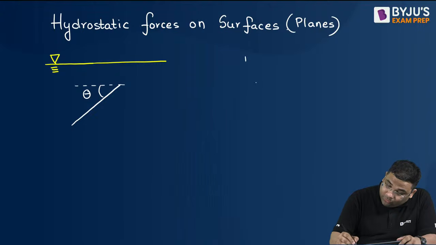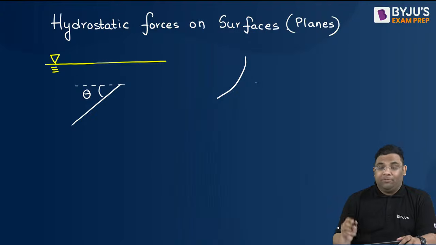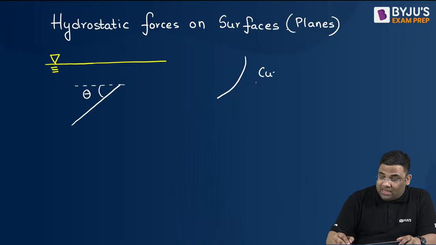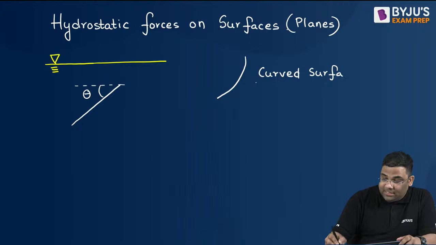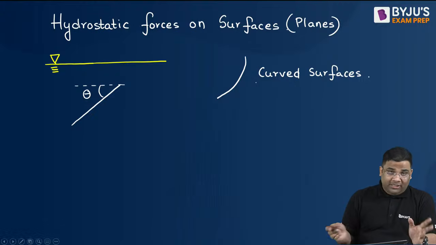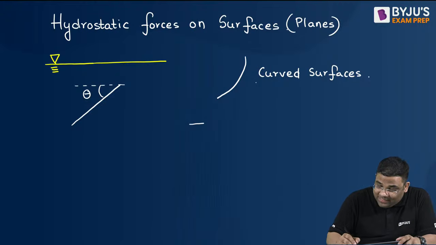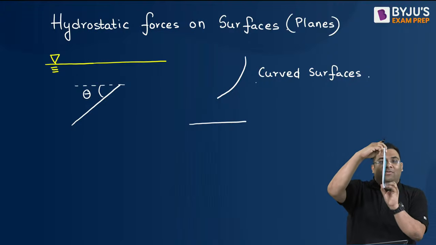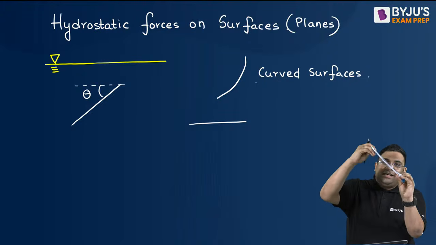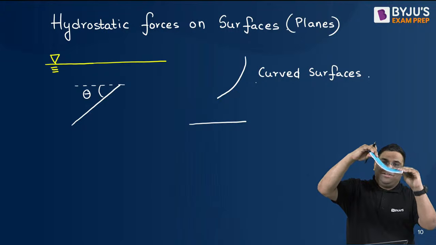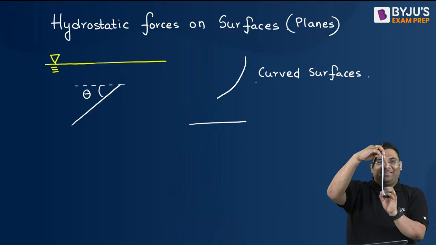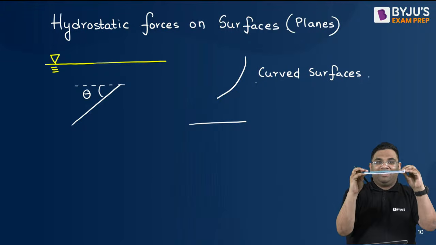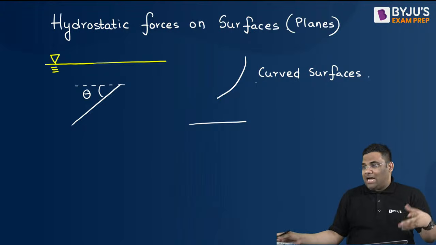They will also ask questions on curved planes, on curved surfaces. They can also ask questions on a horizontal surface, but the chance is very less. This is vertical, this is horizontal, this is inclined, and this is curved. Understood? So they can ask all these questions.